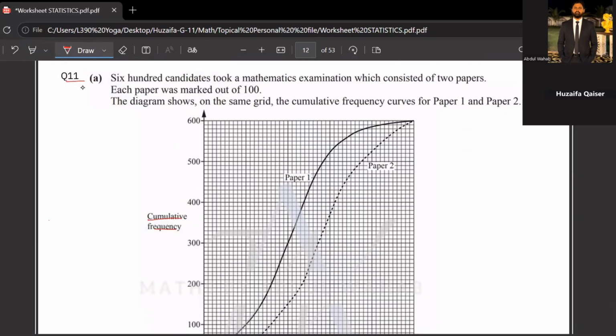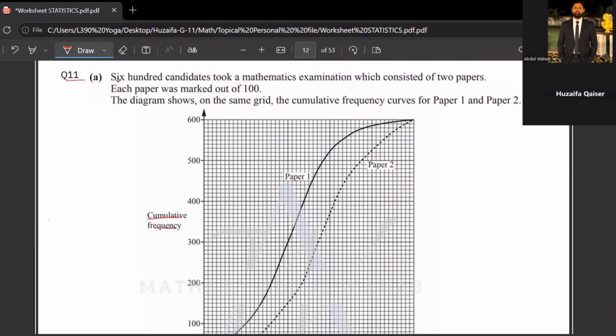You can see the question clearly. 600 candidates took a mathematics examination. Here is a value 600, the maximum, given to you. And make sure the graph ends at this position. Sometimes the graph ends before the value which is given in your table.